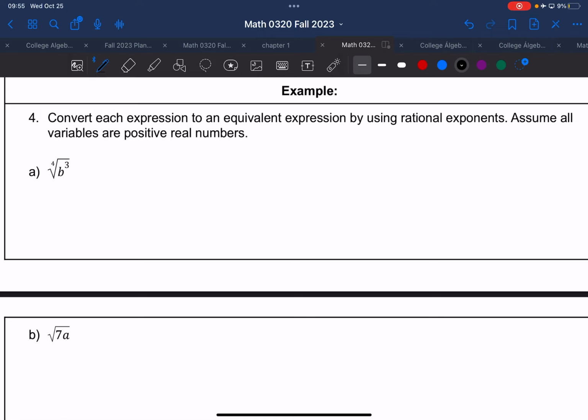So all we need to remember here is that the number that's being cubed, so the number that's an exponent is which part of our fraction, the top or the bottom? Top. And the other part is going to be top or bottom. Okay, so that means this is the same as writing b to the power of 3/4. And that's our answer.